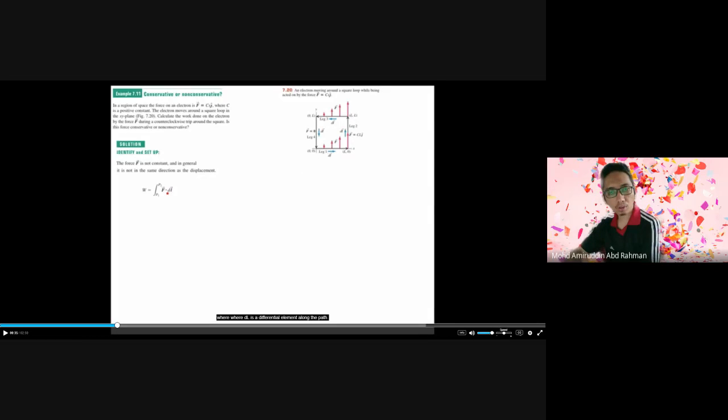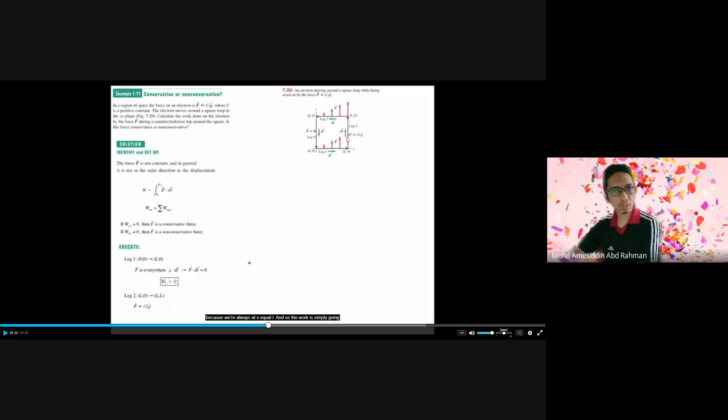So dl is in terms of the direction. If F is perpendicular to dl, then the dot product will be 0. So when it is perpendicular, there will be no work done in that direction. For the first one, leg 1, it's going from (0, 0) to (L, 0). So the work is 0 because this force is perpendicular to the dl.